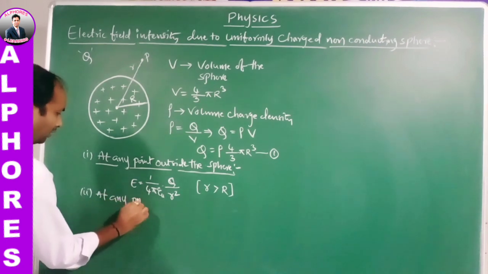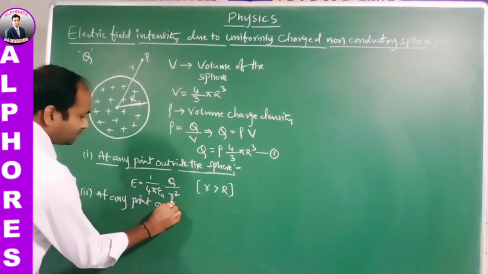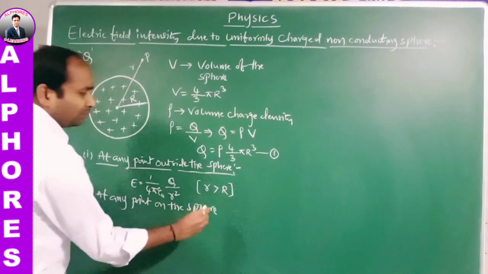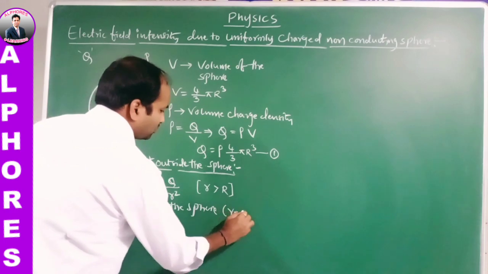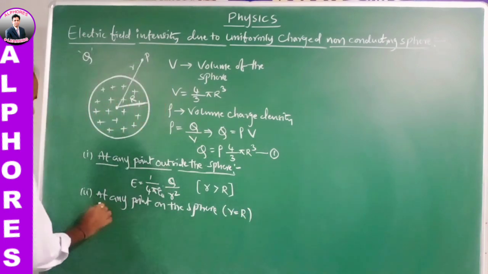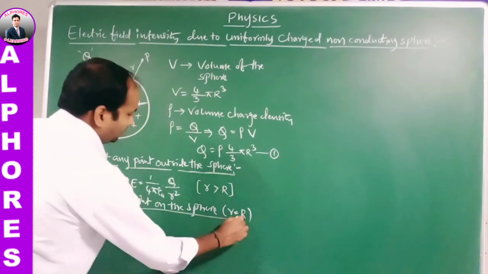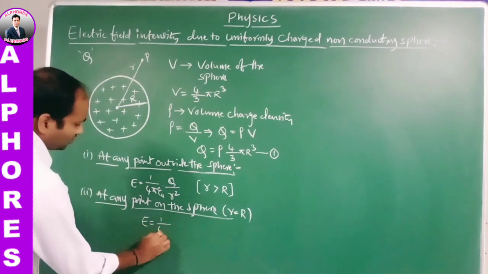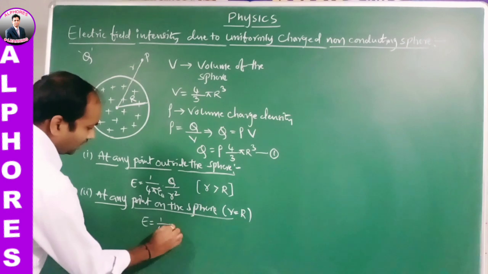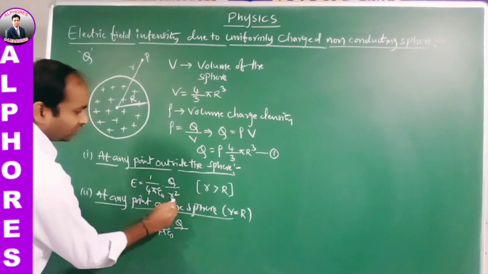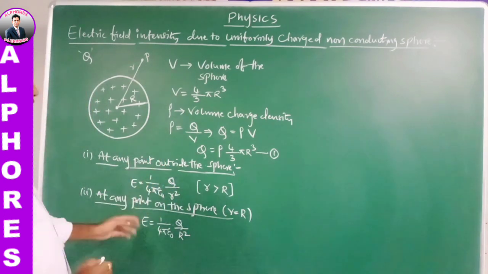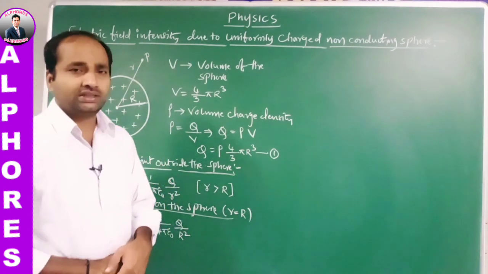At any point on the sphere, small r is equal to capital R. Here also the electric field is equal to 1 by 4 pi epsilon naught Q by R square, writing capital R instead of small r. This is about the second case.